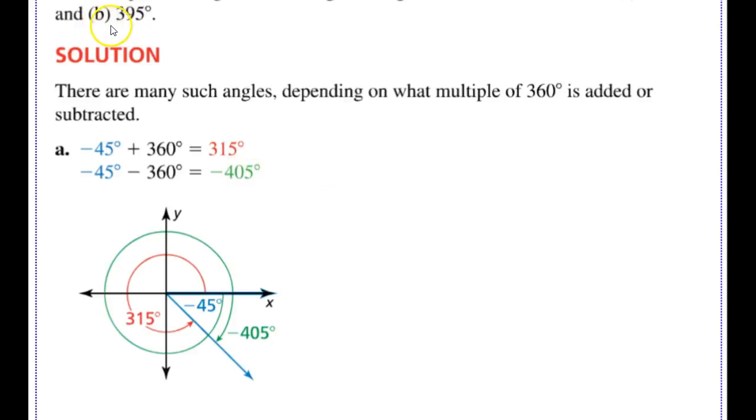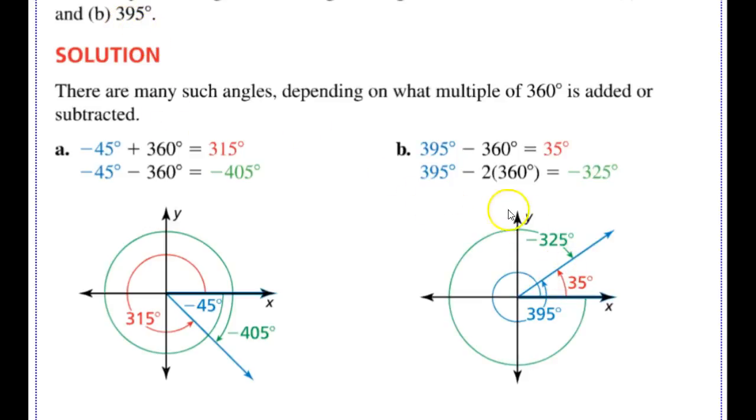So let's look at part B. Our first angle was 395 degrees, and then we have to find two that go with it. So the first thing we do is draw our 395. I know it's more than one way around the circle. So this blue line is my 395 degrees.